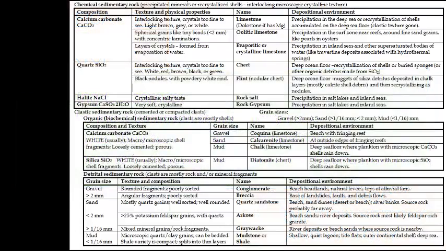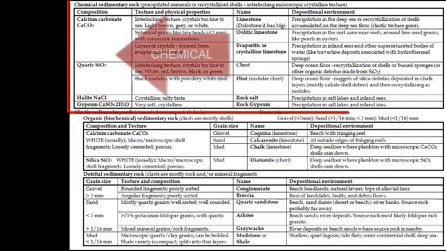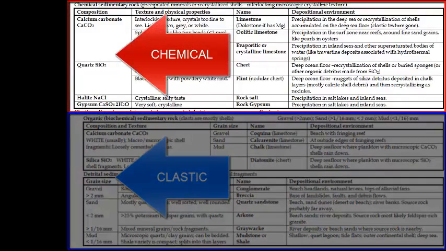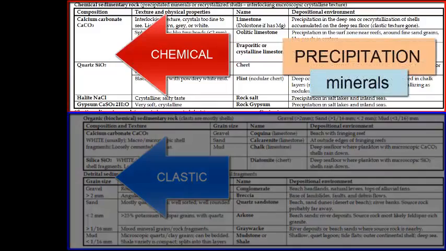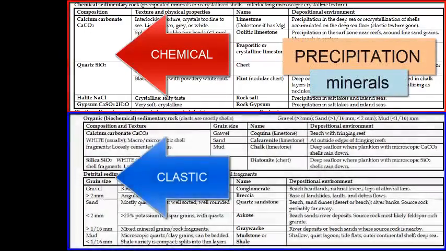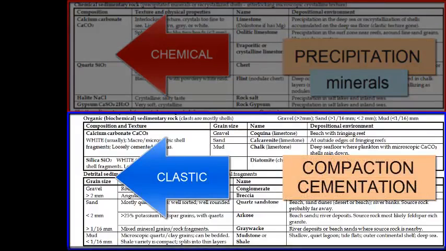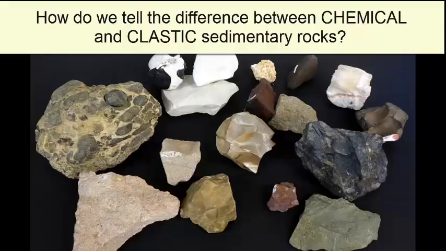As you can see with this identification table, sedimentary rocks are broken up into two types, chemical and clastic. Chemical is how we characterize rocks that are made from minerals that precipitated directly from surface fluids. Clastic is how we characterize rocks that are made from compacted or cemented debris. How do we tell the difference?